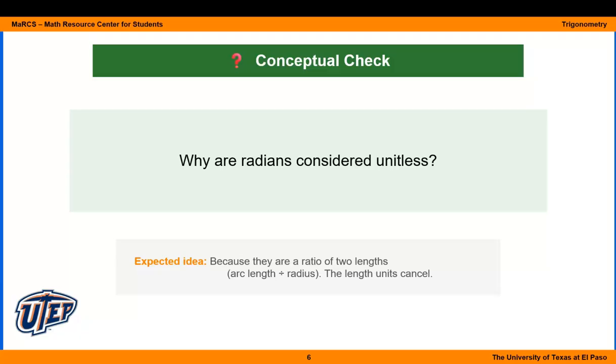Why are radians considered unitless? Because they are defined as the ratio of two lengths. When we divide arc length by radius, the units cancel. So radians simply describe how much rotation has occurred.